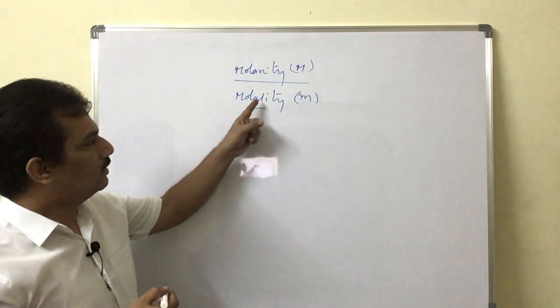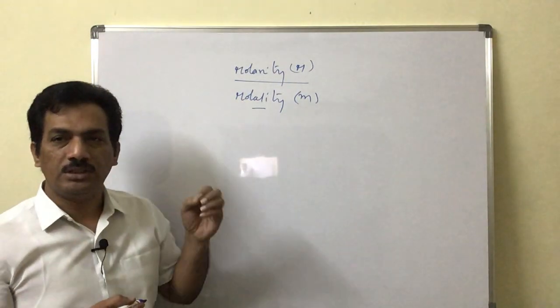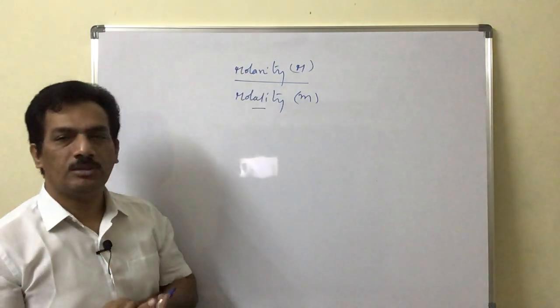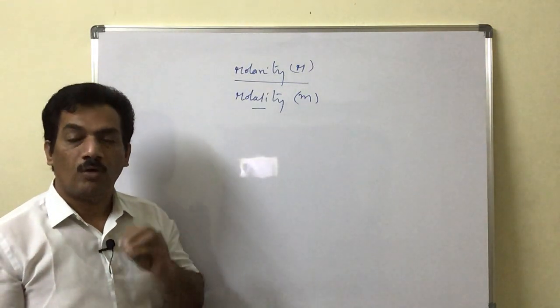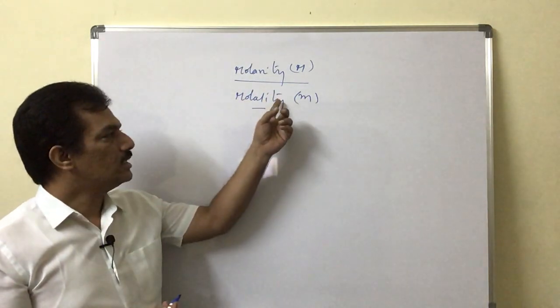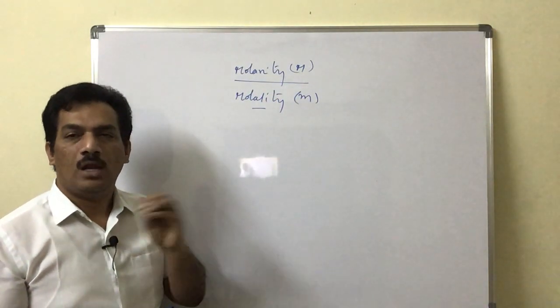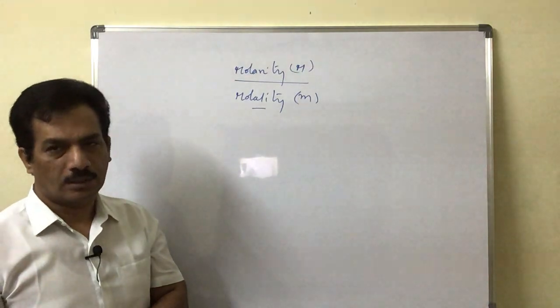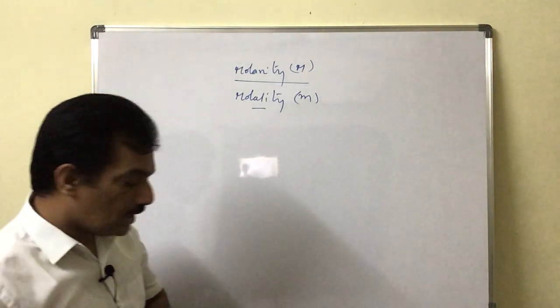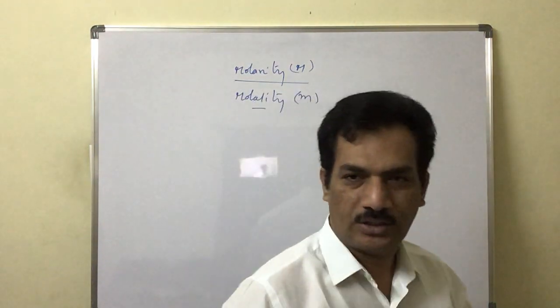That means the molality term is related to weight relation, whereas the molarity term is related to weight-volume relation or mole-volume relation, and molality is mole and weight relations. Clear? One by one we have to study these two. Before that, let me give one more clarity on these two.